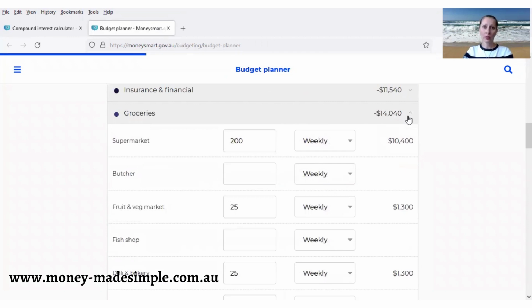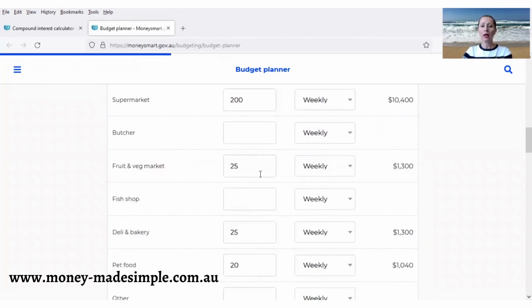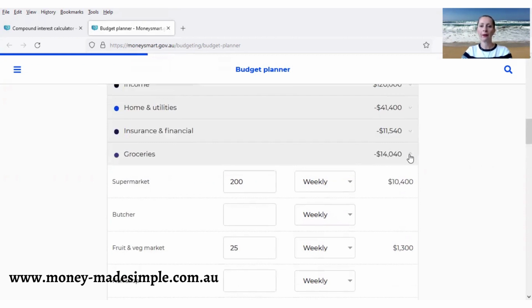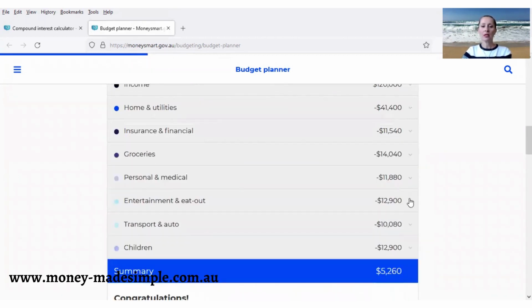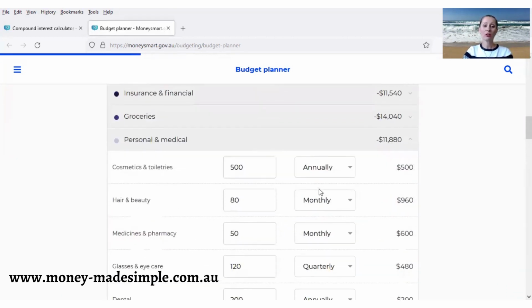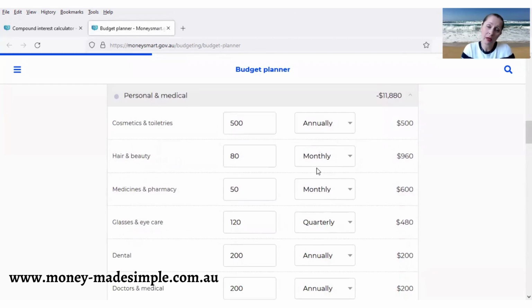Groceries, it's getting more and more expensive to feed families these days. If you just do it all at the supermarket, just chuck that in there. But if you do go to the butcher or the deli or the fish shop, etc., you can split that out. Then there's personal and medical, and us ladies, we buy makeup, we have toiletries that probably cost more than what men spend. So you put all that in there.